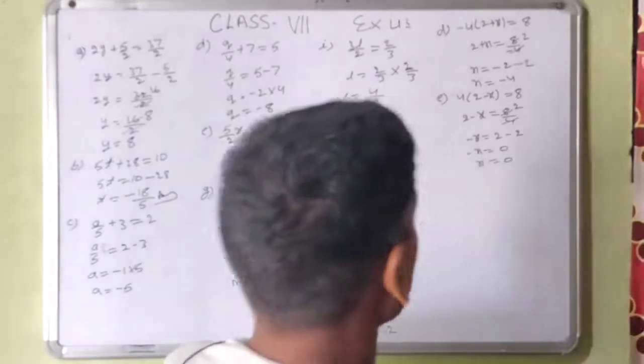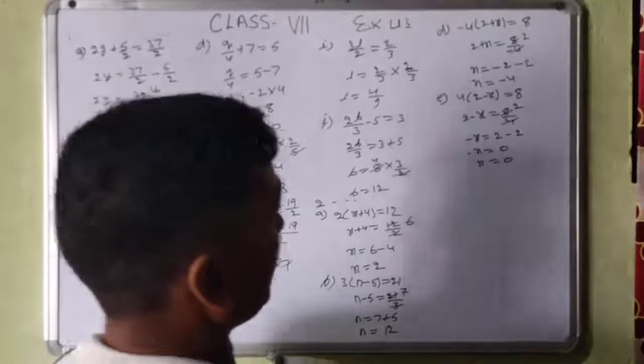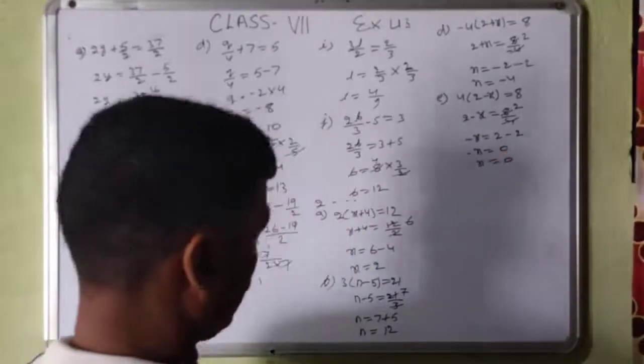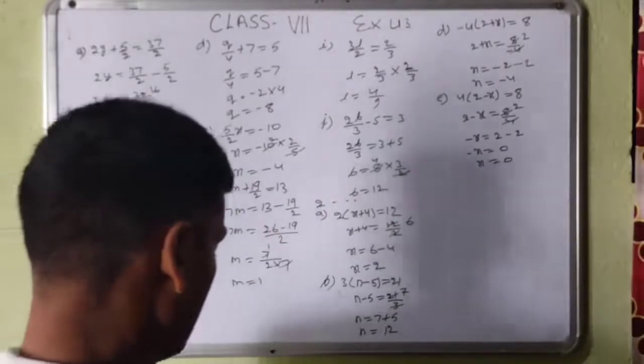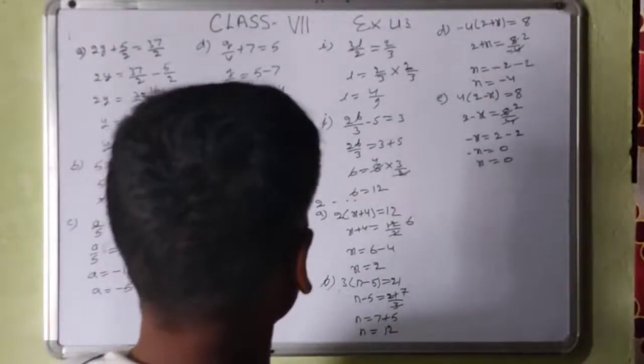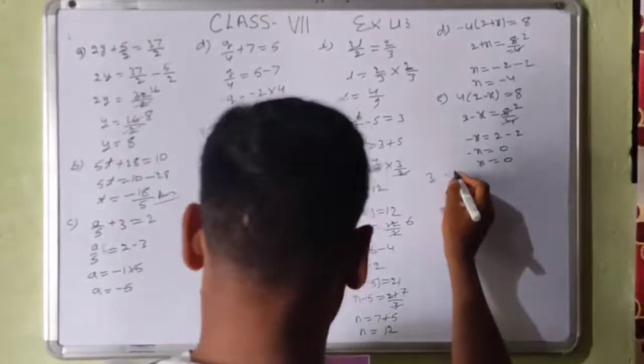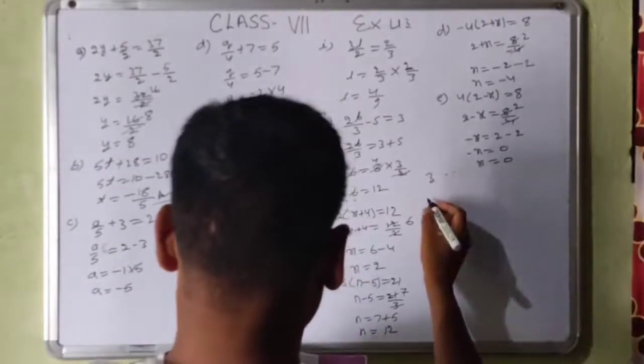We can't write minus x, so that will be changed sign. So that sign also will be changed. So 0 has no sign. That is the second question. Third question. Same thing. Solve the following equation.